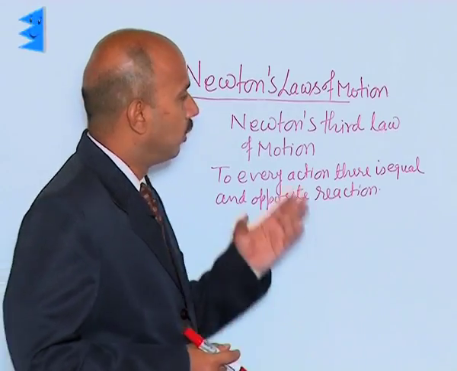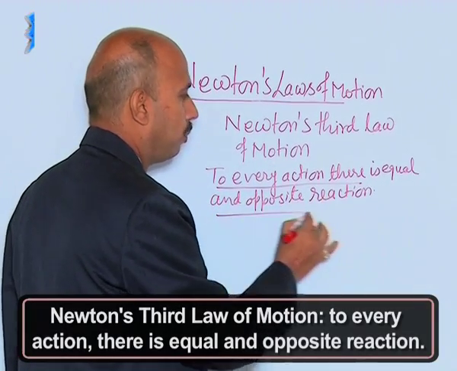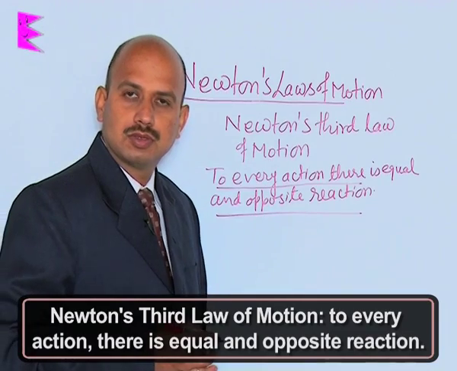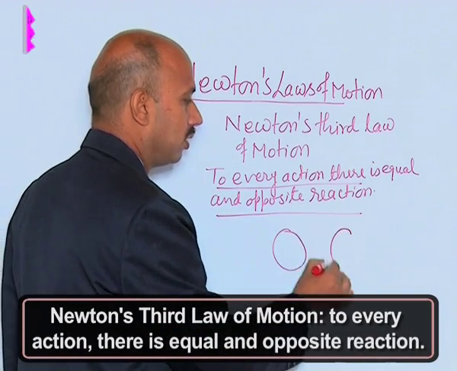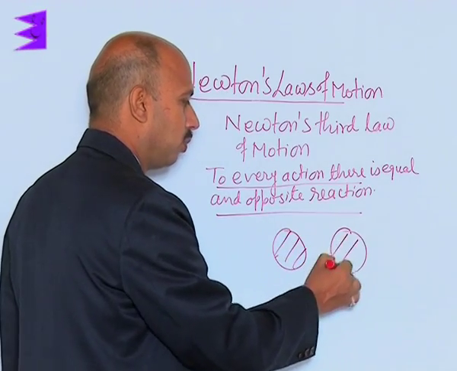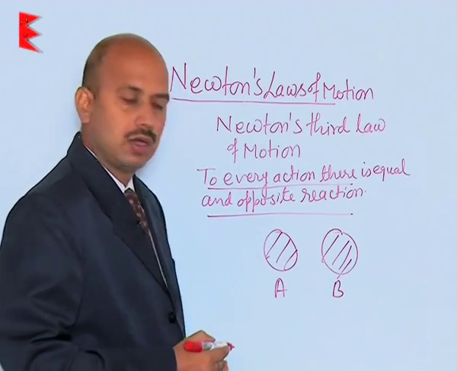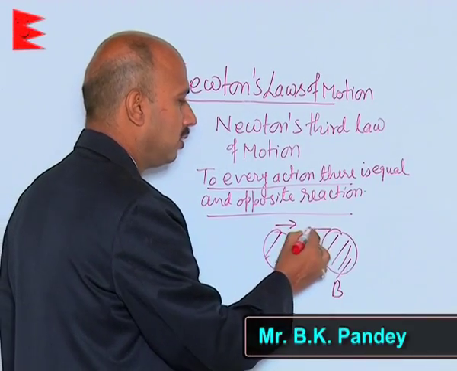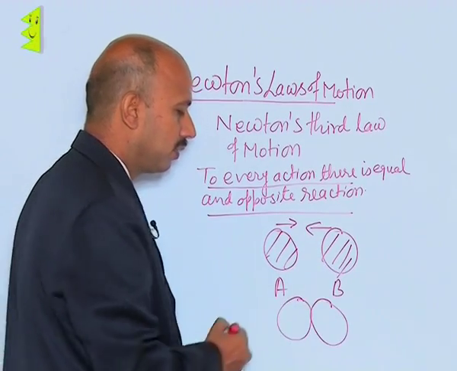Now see Newton's third law of motion. To every action there is an equal and opposite reaction. See here, if you have two bodies like this, I have taken body 1 and this is body 2. This is body A and this is B. Both are moving towards each other. They collide for a moment like this.